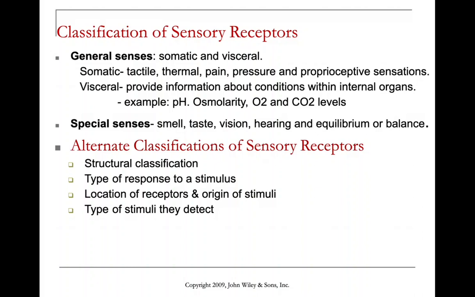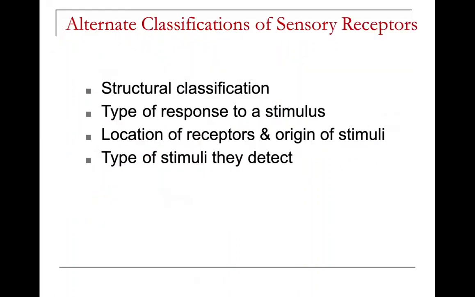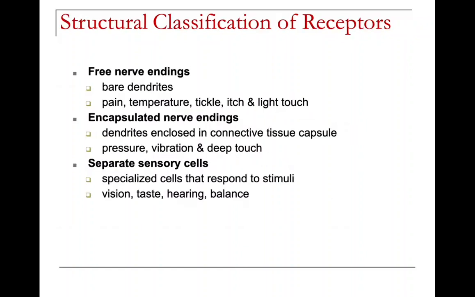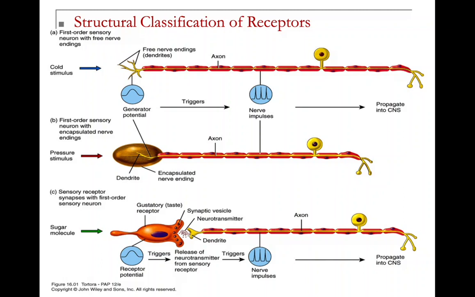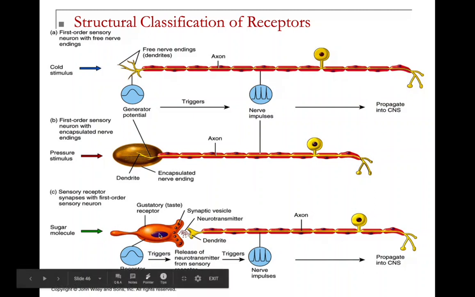So we do have alternate classifications. You can do them based on their structure, their type of response, their location and origin of stimuli, or the type of stimuli. This classification up here is what is used most commonly. So if we look at their structural classification, free nerve endings have bare dendrites. So these are the ones that will do pain, temperature, tickle, itch, and light touch. Encapsulated nerve endings, the dendrites are enclosed in a connective tissue capsule. These would be pressure, vibration, and deep touch. And then some have separate sensory cells. These are going to be vision, taste, hearing, and balance, your special senses. So here you can see the difference in the structures. So free nerve endings, this bulb here around it are encapsulated, and then you've got these separate cells for the special senses.